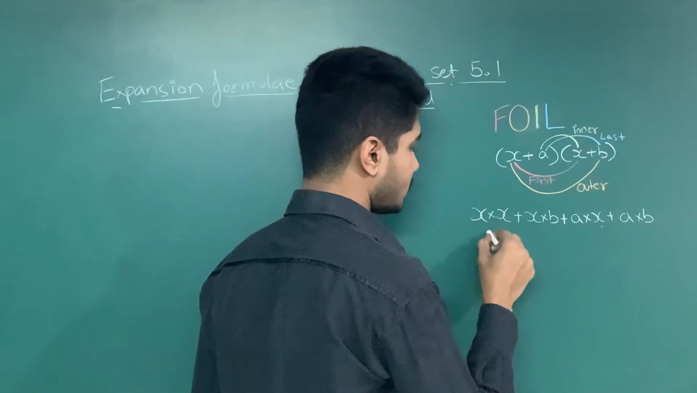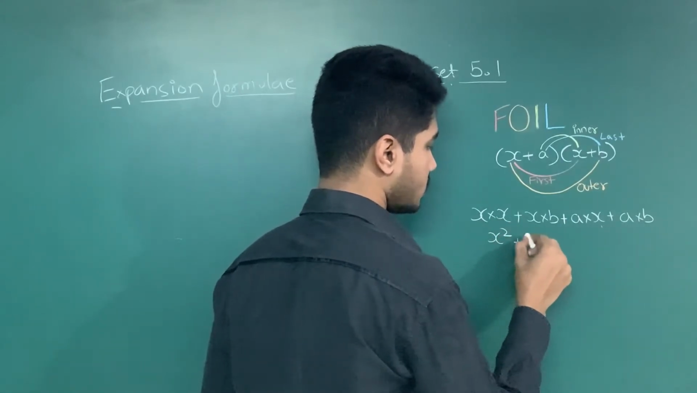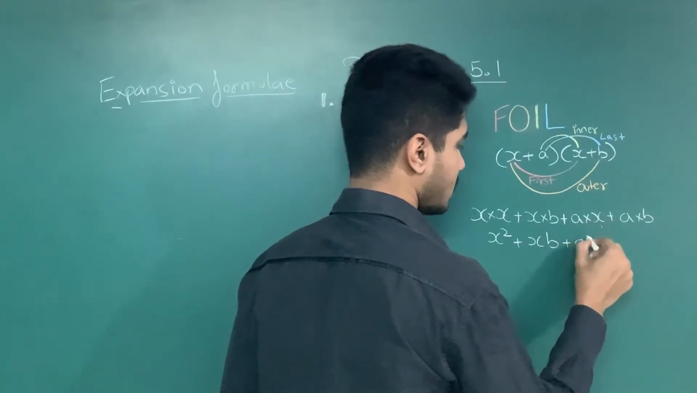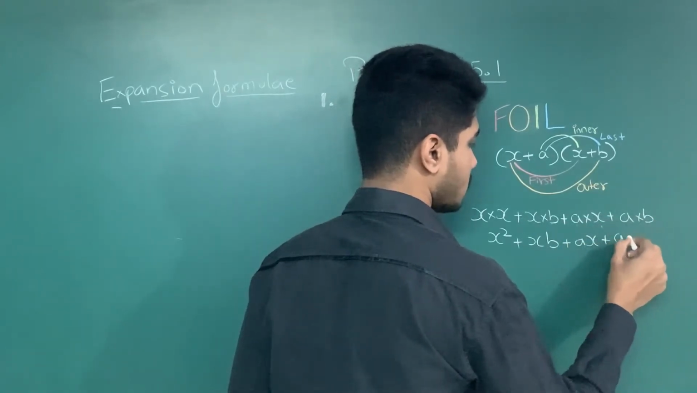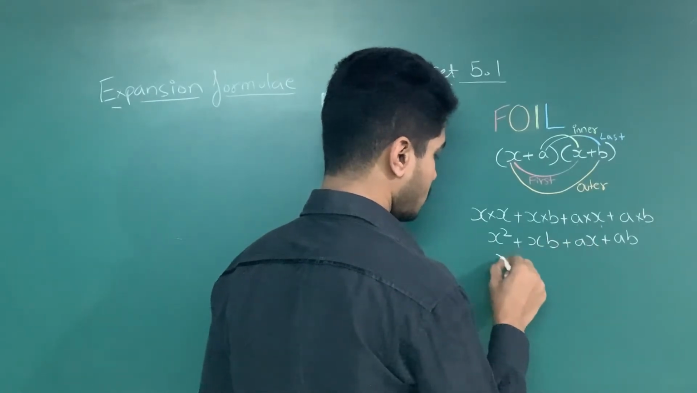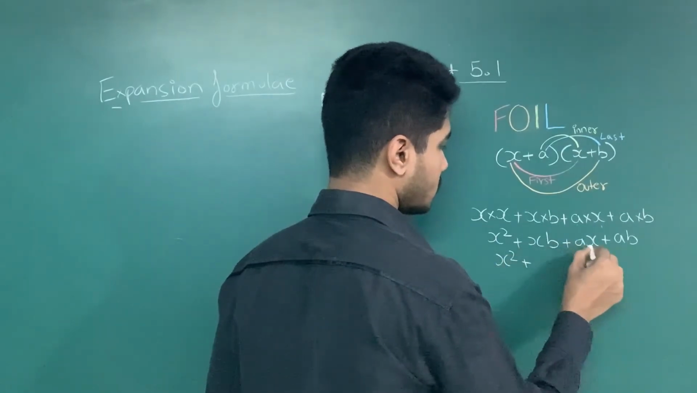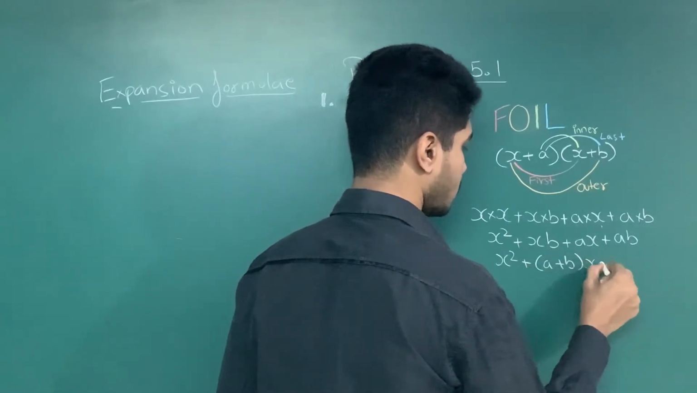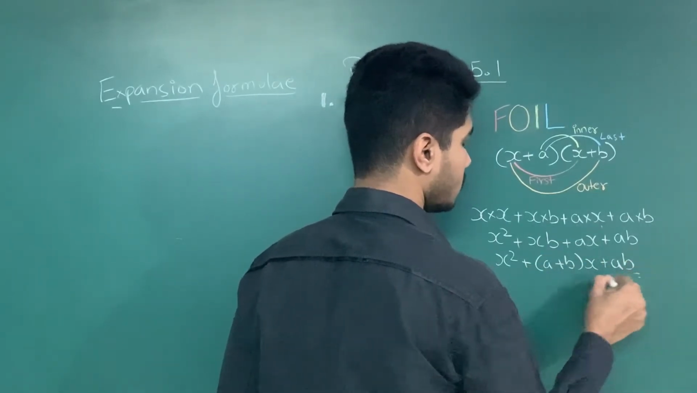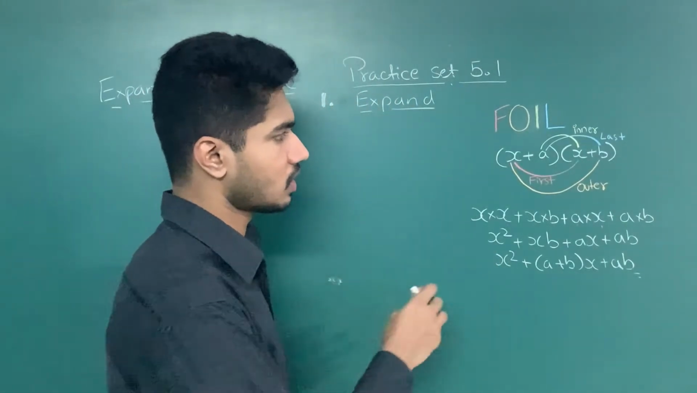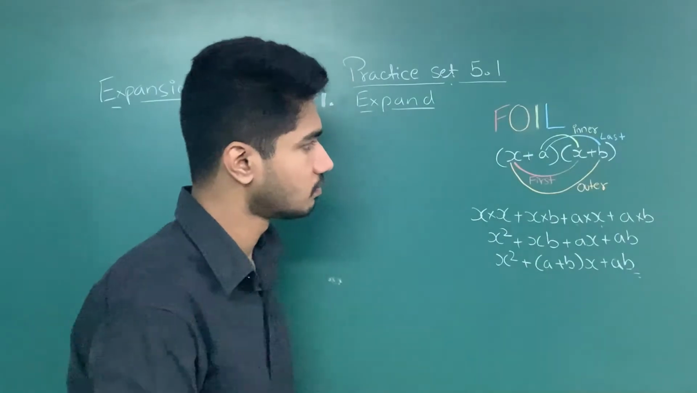So you get x into x as x square plus x into b as xb plus a into x as ax plus a into b as ab. So you take common in both, x square, so you can see x is common, so you get x square plus (a plus b) bracket x plus ab. So you need to apply this in your practice set 5.1. It's the same method you can apply.